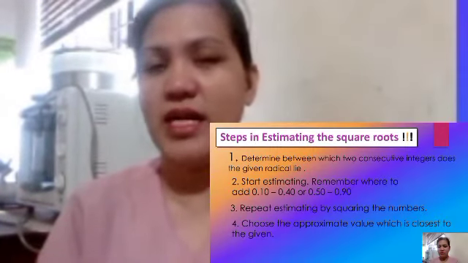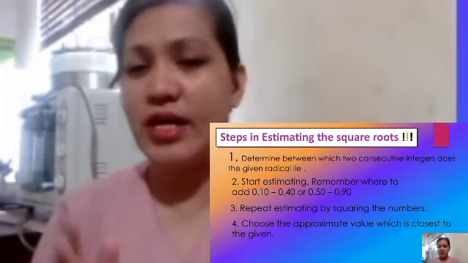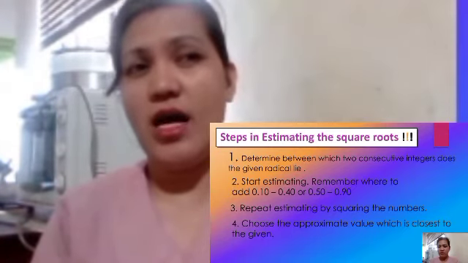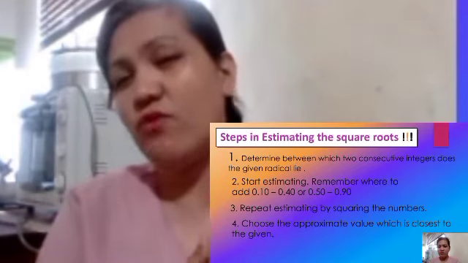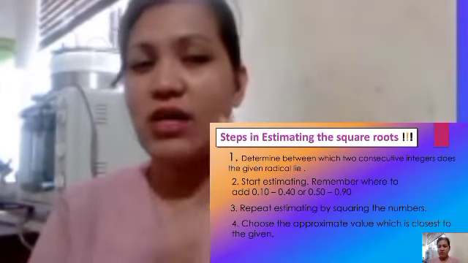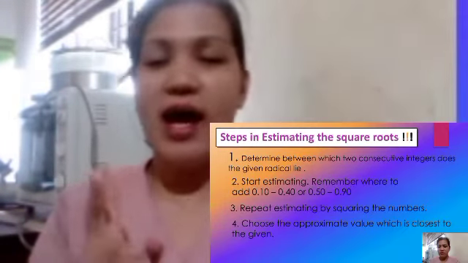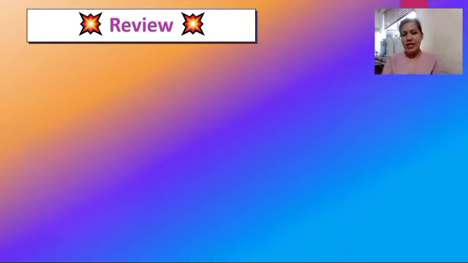Steps in estimating the square roots. First, identify natin yung two consecutive integers where the given radical or the given square root fall. And then, second step, identify natin saan siya mas malapit. Kung magdadagdag ba tayo ng 0.10 to 0.40 o doon tayo sa 0.50 to 0.90. And then step 3 is continue estimating kung sino na yung malapit sa makukuha natin hanggang sa nearest hundredths. Okay. Pag nakuha na natin yung nearest hundredths, yung pinaka-closest, that is our approximate value. And then you can now plot the points.